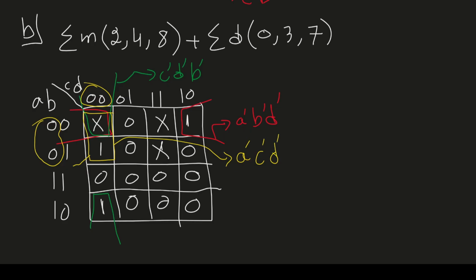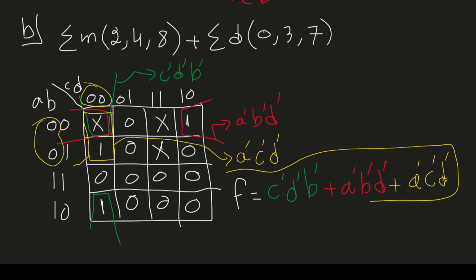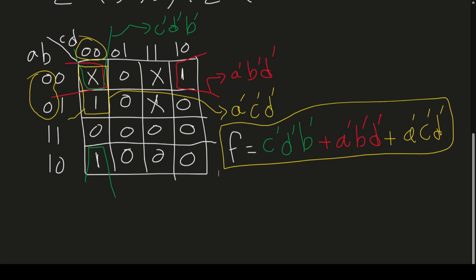So now the simplified Boolean expression, let's call it F, will be equal to C prime, D prime, B prime plus A prime, B prime, D prime plus A prime, C prime, D prime. So this is how we can use don't care conditions to benefit from them to write the minimal Boolean expression form. Let's take another example to practice more.